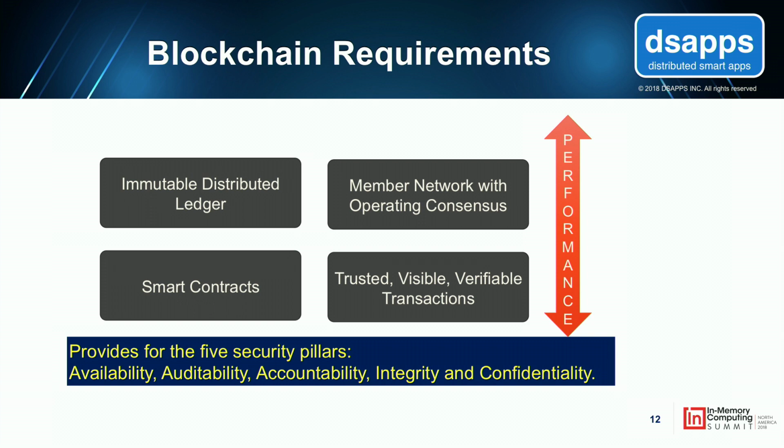So the whole blockchain adheres to all these security pillars: availability, auditability, accountability, integrity, confidentiality, and so on. But this entire thing is at the mercy of performance. Performance is a huge problem in blockchain.